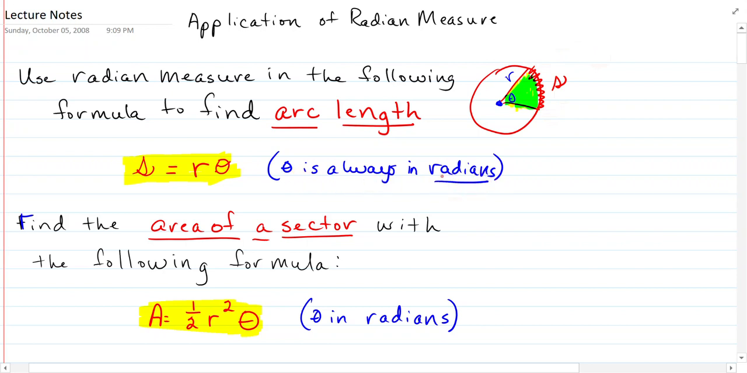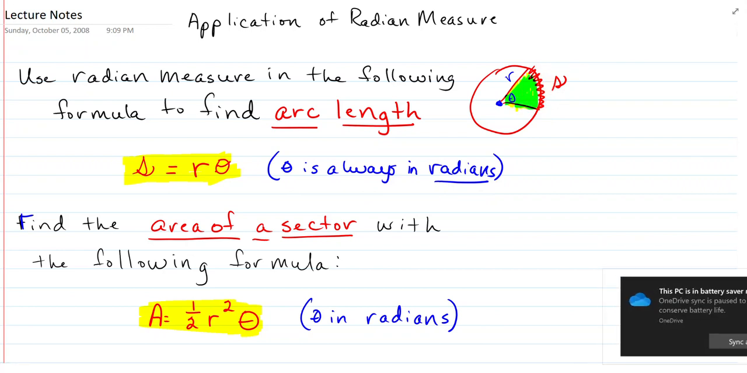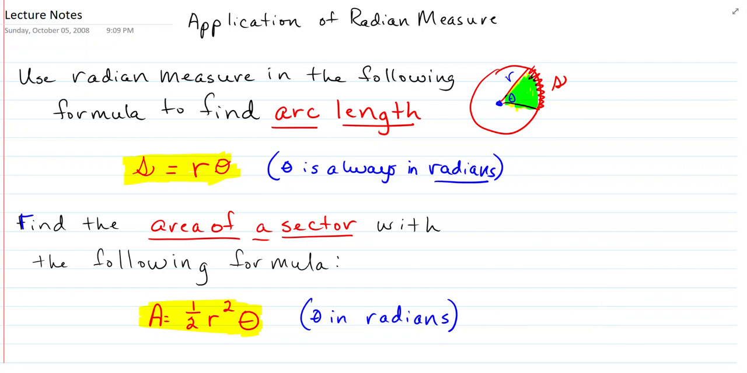So if you're given the problem in degrees, before you start working, you want to change it to radians. Find the area of a sector. That's this green part here. If you want to find the area of a sector, that is A equals 1/2 r squared theta, where theta is in radians.